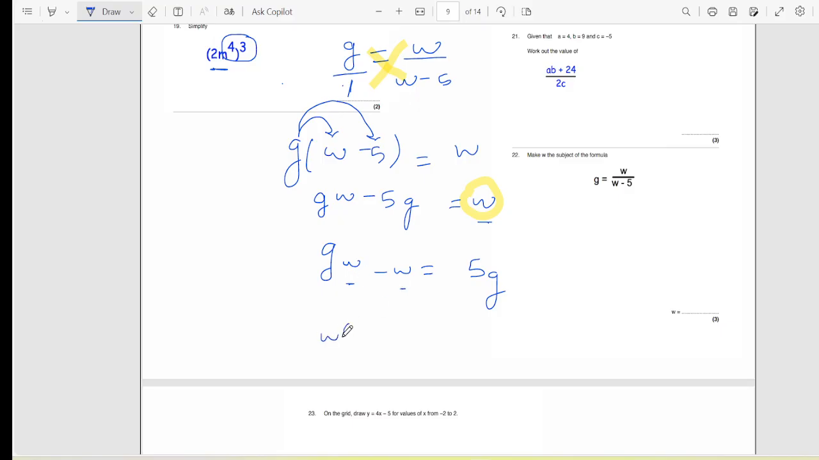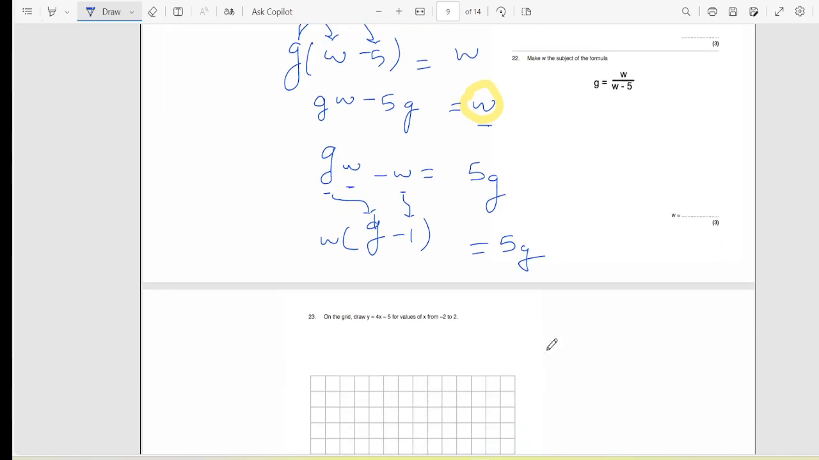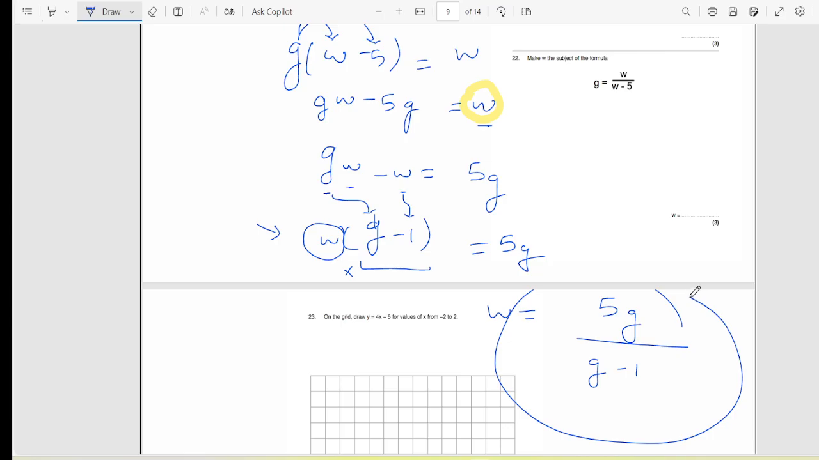Now, what is common between these two terms? W, right? So I take W outside. Only G minus 1 is remaining, because G remains on this side. There is nothing with the 1, so I can just write 1. I have 5G on this side. Now I want only W here, because I want to make it the subject of the formula. So W will remain on this side. This term is in multiplication with W, so it will come into the denominator, that is, in division. So that's our answer.